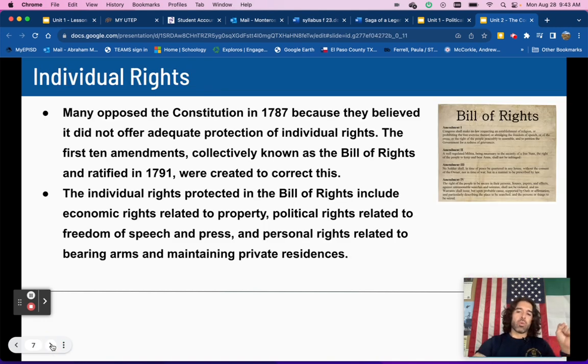Individual rights. So when the Constitution was written, it did not include individual rights. Individual rights protect our personal rights. Okay? Individual rights are things like freedom of speech, freedom of press, being able to own a gun, being able to be in your home and not having the government just come in when they want to, right? They need a warrant before they go into your house. So again, individual rights protect our personal rights.